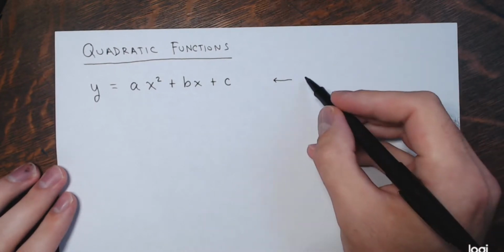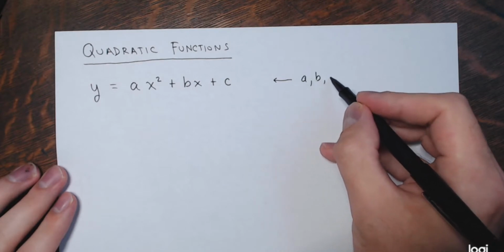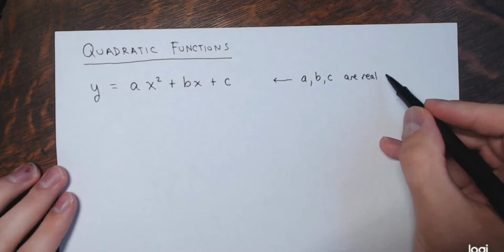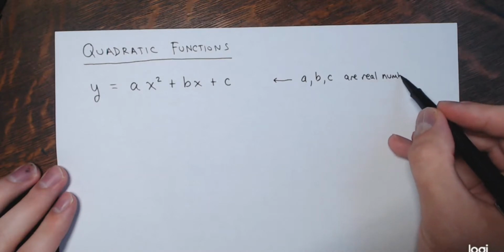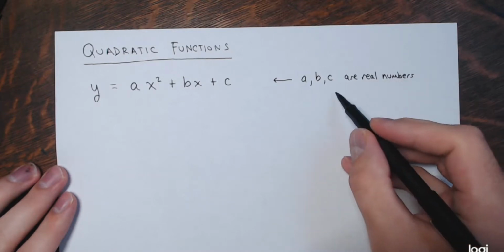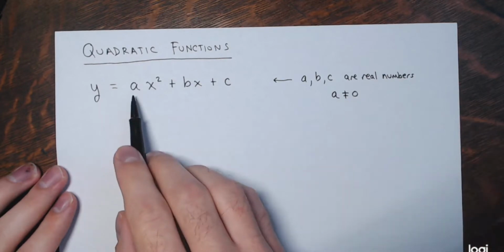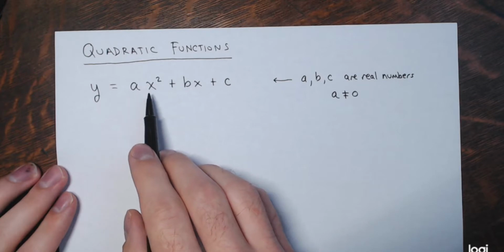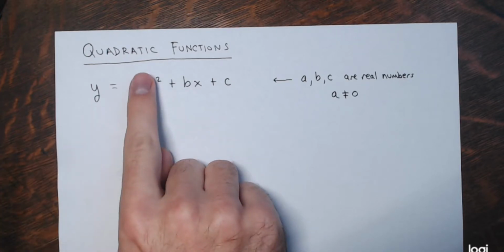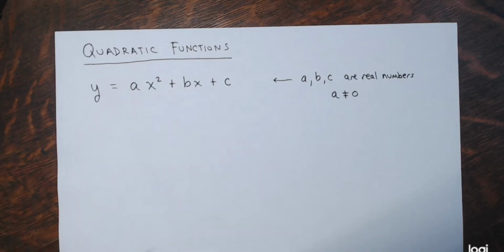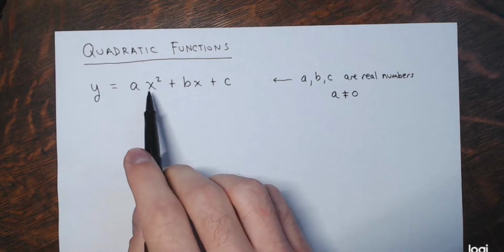And a, b, and c are just real numbers, they're just coefficients. And of course, a can't be 0, because if a were 0, then there would be no x squared, and then you'd have a linear function, y equals bx plus c. So the coefficient of x squared can't be 0.